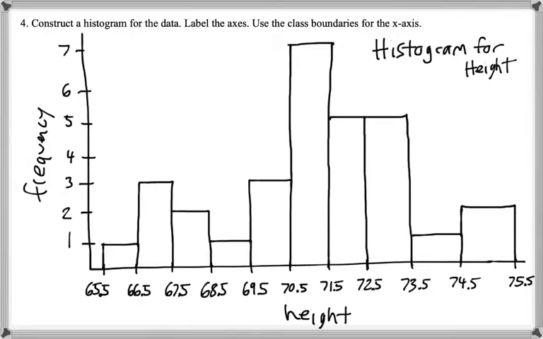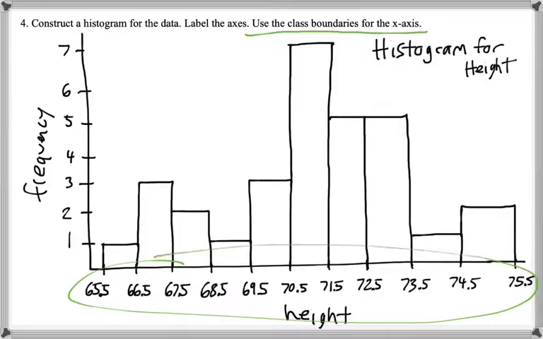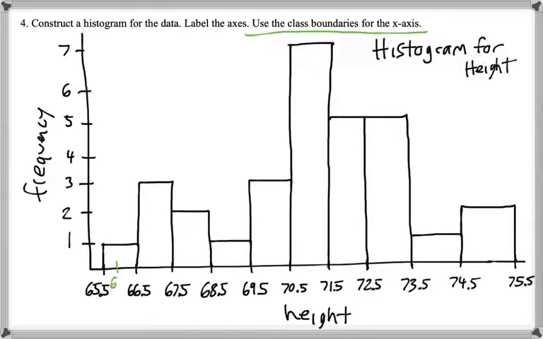And this is what the histogram looks like for number 4. So it's almost identical, except we use the class boundaries for the x-axis. So instead of putting 66 here, we instead subtract 0.5 to get 65.5 and add 0.5 to get 66.5. So these are the edges of this bar, but the bar still does represent 66.